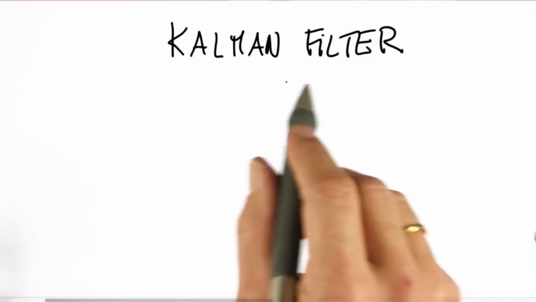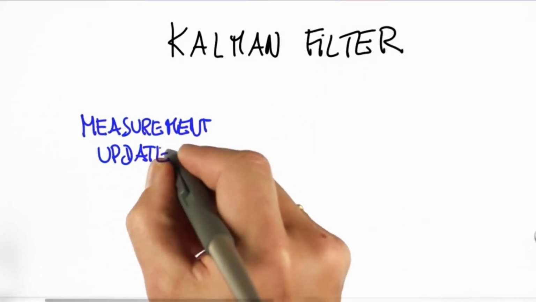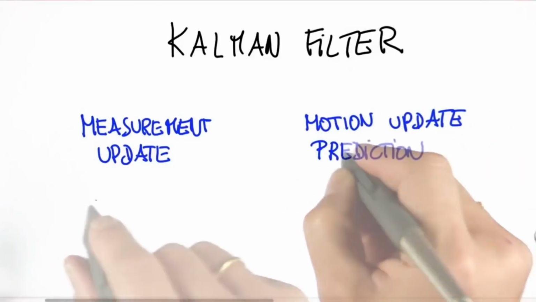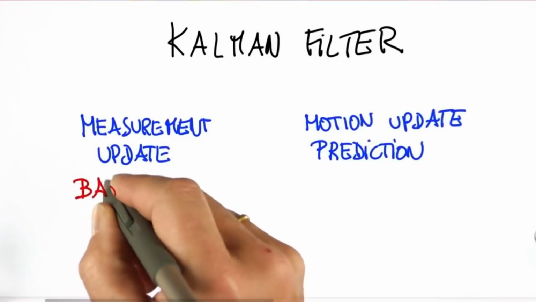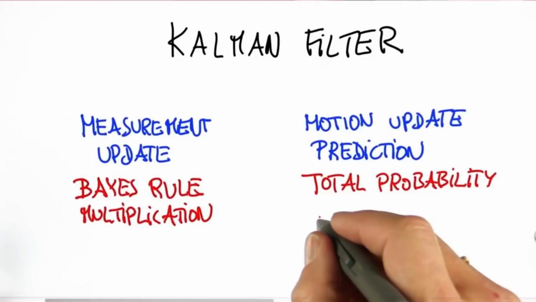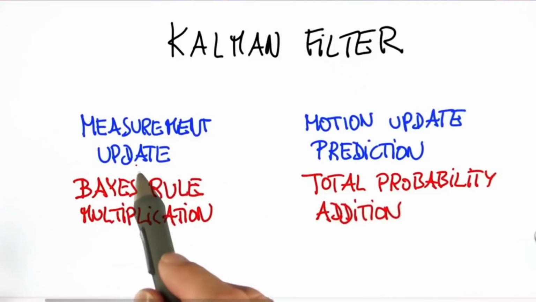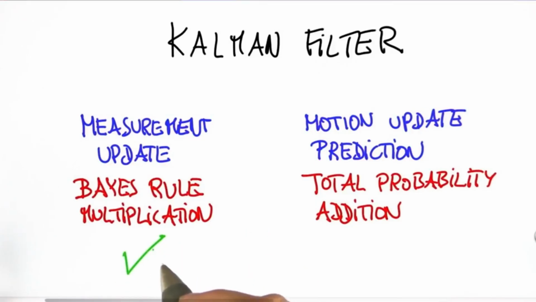So let's step back and look at what we've achieved. We knew there was a measurement update and a motion update, which is also called prediction. And we know that the measurement update is implemented by multiplication, which is the same as Bayes rule. And the motion update is done by total probability, or an addition. So we tackled the more complicated case. This is actually the hard one mathematically. And we solved it. We gave an exact expression. We even derived it mathematically. And you were able to write a computer program that implements this step of the Kalman filter.